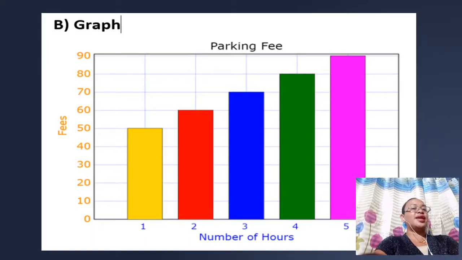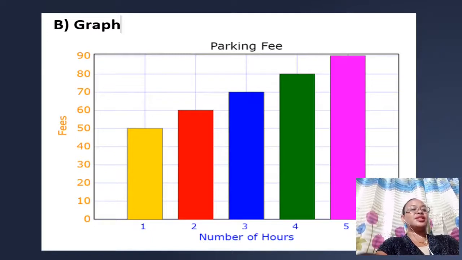So we get 80. So our payment for 4 hours of parking is 80 pesos. And then for the pink one, how about if we park for 5 hours? We pay 50 pesos plus 10 pesos for each hour thereafter. So there are 4 hours in excess. So 4 times 10 is 40 plus 50 pesos. So we have 90 pesos our total payment.